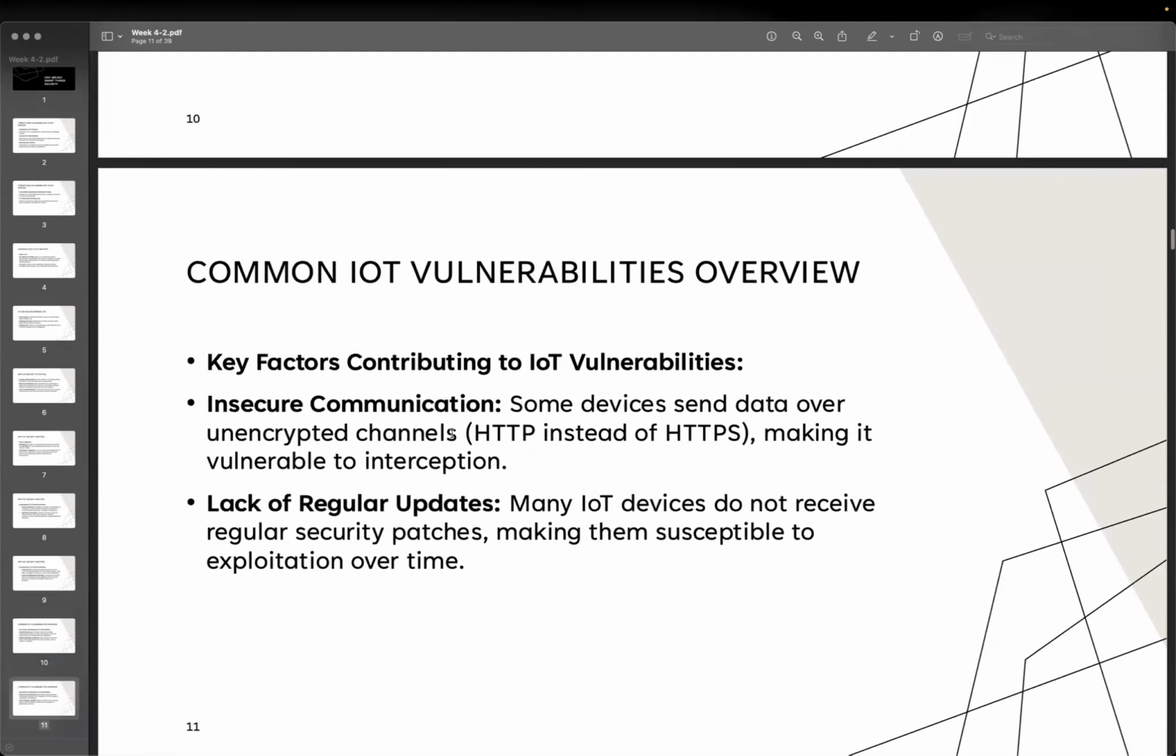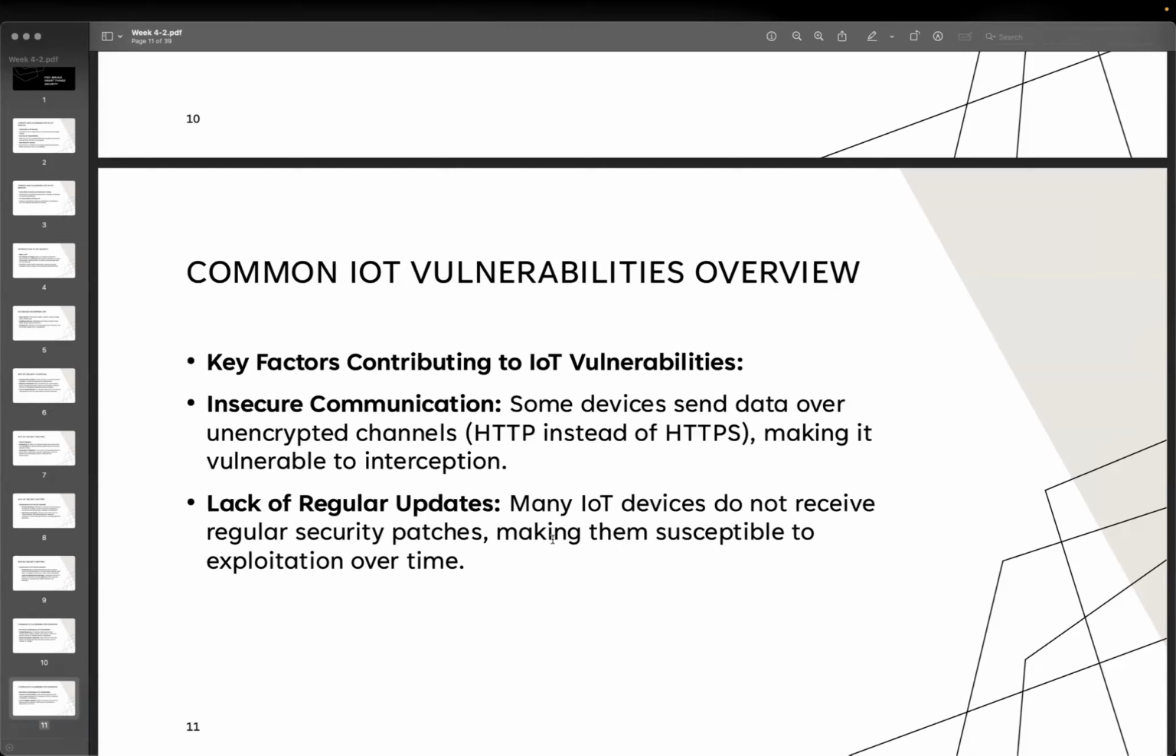And the communication between the devices and maybe the data center or web server is not an encrypted channel. Maybe they're using HTTP instead of HTTPS, so they're not using TLS, which makes it easy to intercept. Okay, and then the lack of regular updates. Most IoT devices do not receive security patches. After they are installed and connected, they barely update.